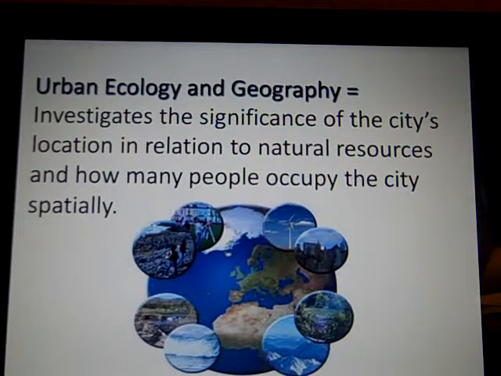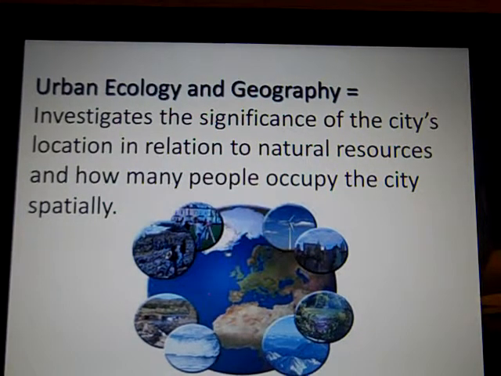Especially the early cities of North America. It was so important for them to be located right on a waterway, because that was the main mode of transportation in the 1600s and the 1700s, before we had automobiles and trains and airplanes.